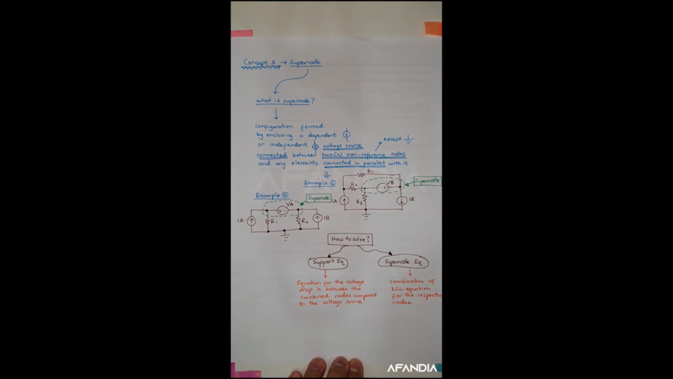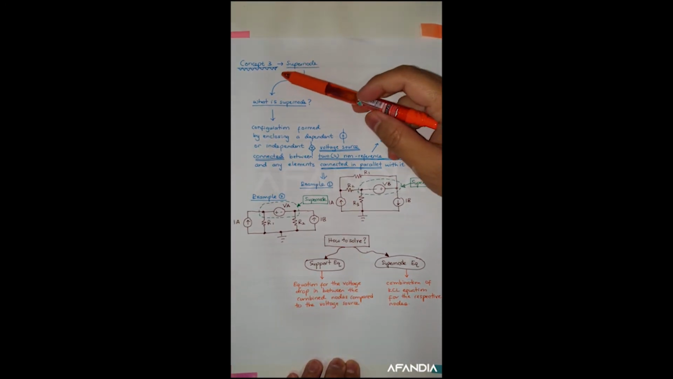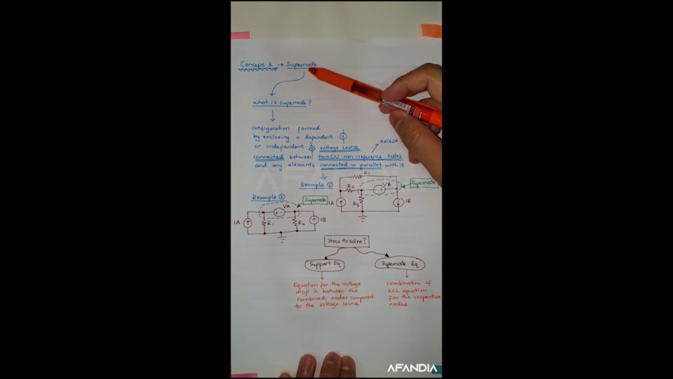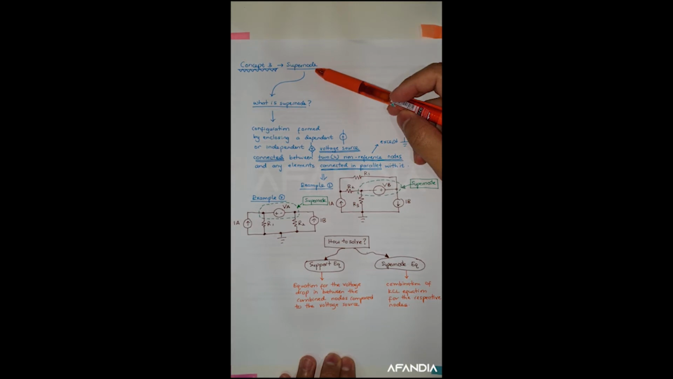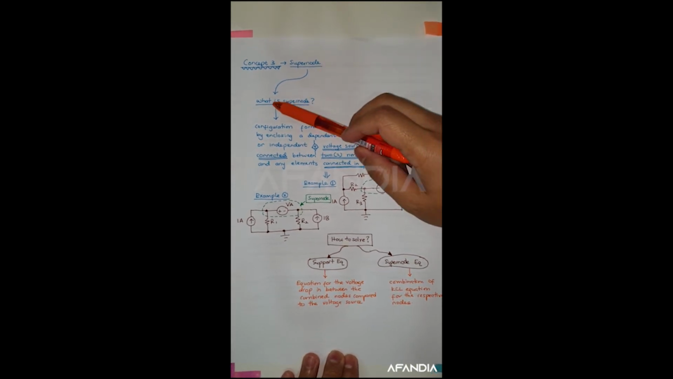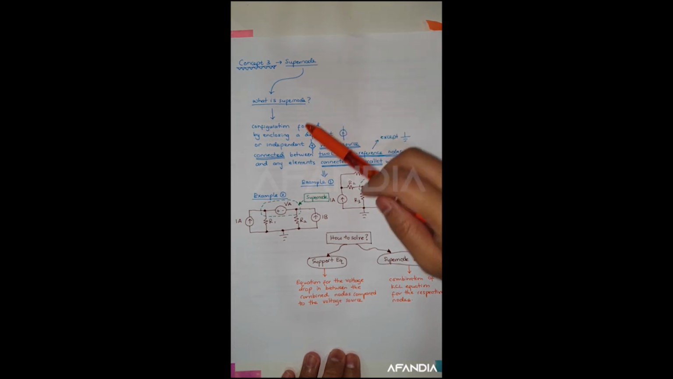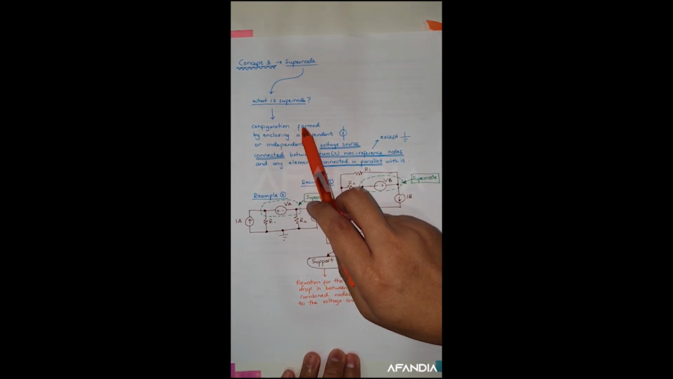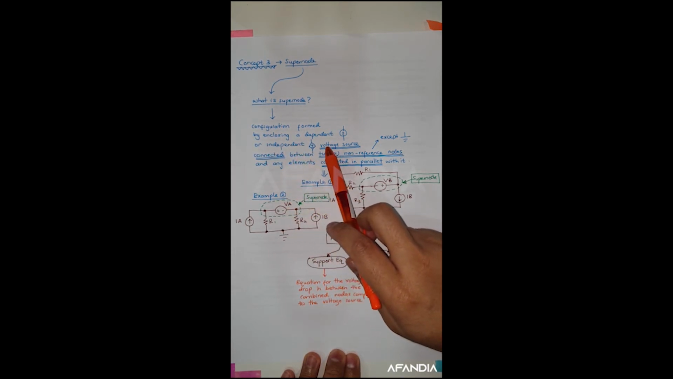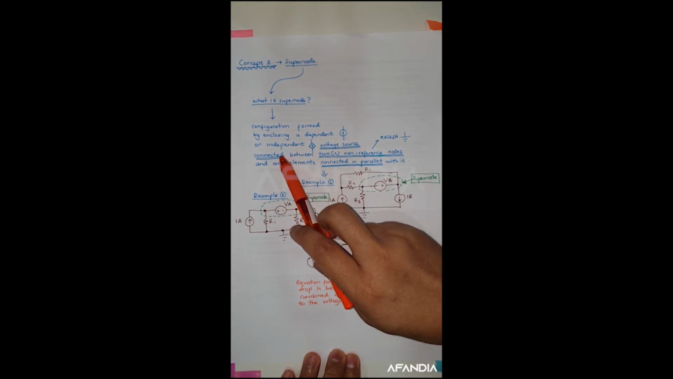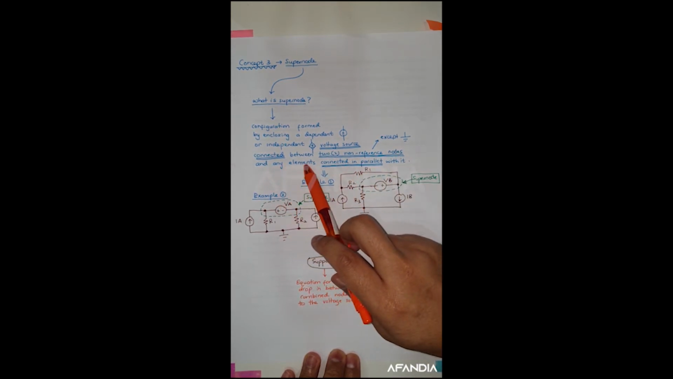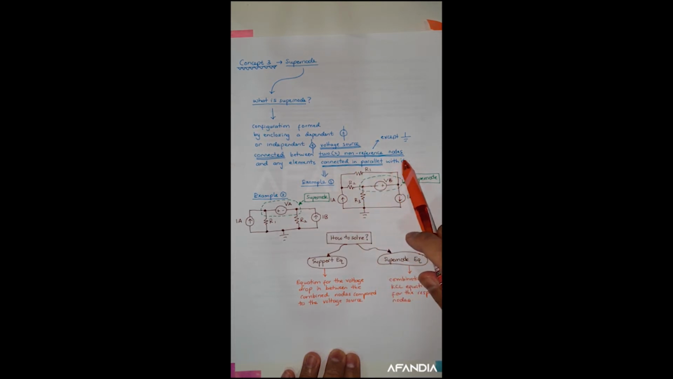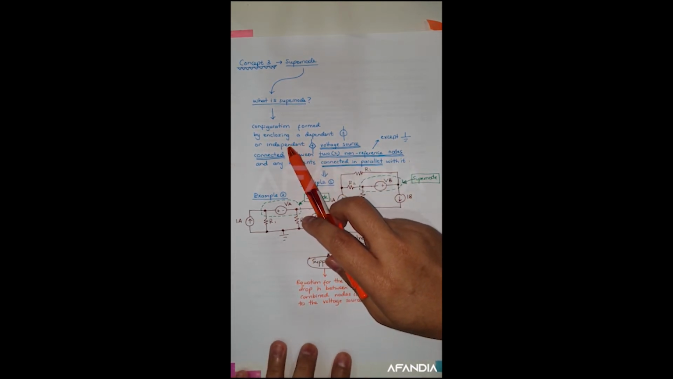Okay, let's continue our discussion with the third concept, which is about supernode. We need to define what a supernode actually is. A supernode is a configuration formed by enclosing a dependent or independent voltage source connected between two non-reference nodes and any elements connected in parallel with it.